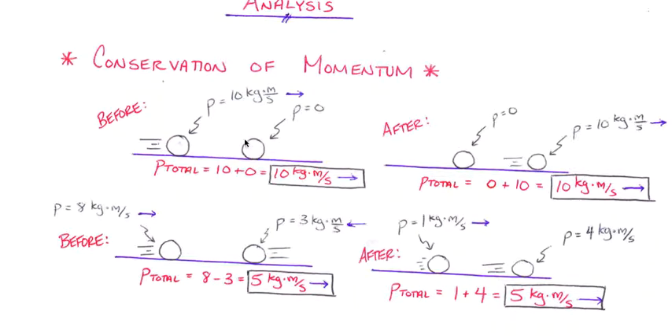So if this object collides with this one, and then that first object, which originally had 10, is no longer moving, it's lost its momentum, that momentum must be conserved. It must have been transferred to the other object.